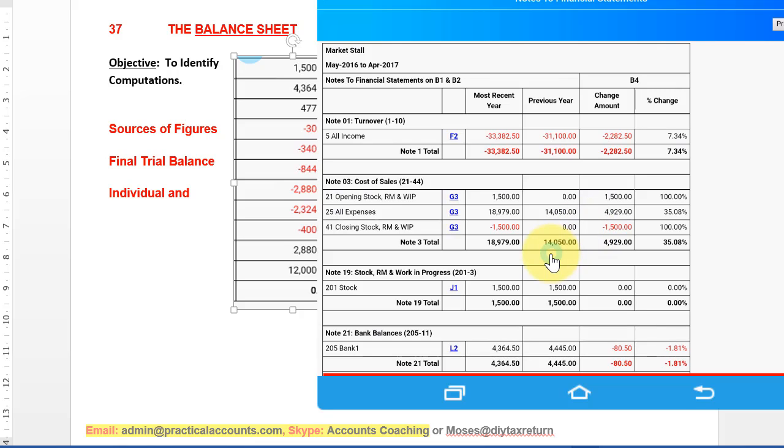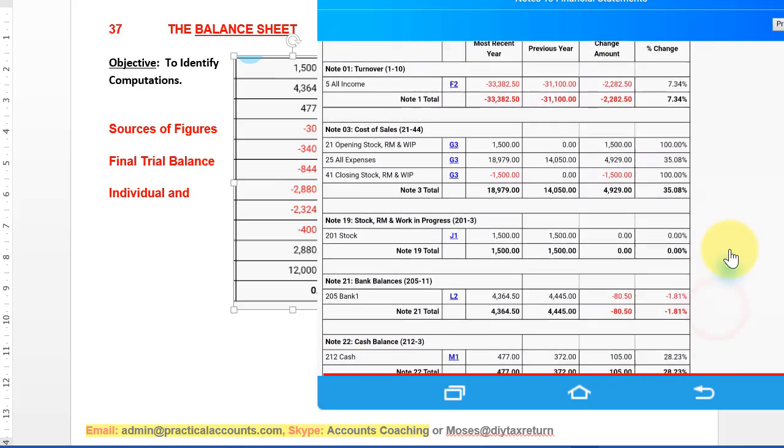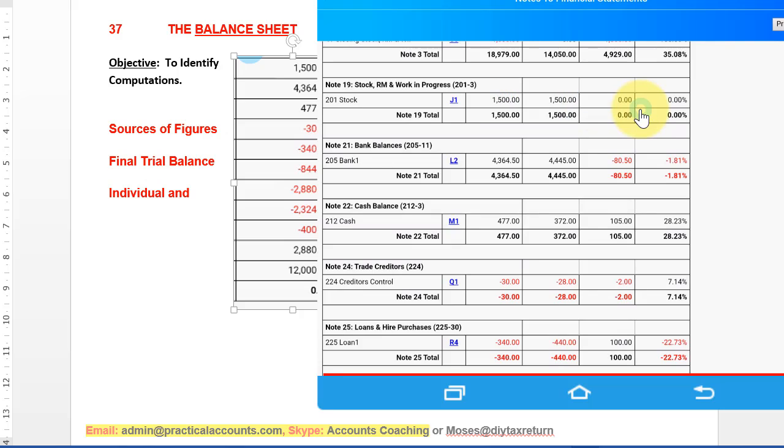Now, apparently, most of them are not there because there are no balances on them. We didn't engage them at all because this is a simple recording module where all expenses are recorded on account 25 and all incomes are recorded on account 5. Now, this opening stock and closing stock were just for simple demonstration purposes. So it's notes 17 to 30 that cater for the balance sheet. And then from here, we can see how that figure is generated.